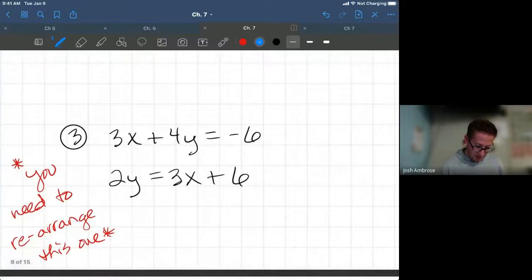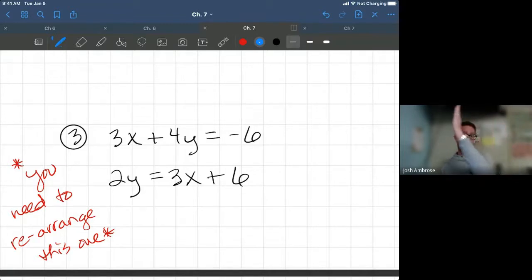And this one, you'll notice I made a little note off to the side. You need to rearrange the terms. It is not given to you properly. Notice how x and y are lined up, and that is not what we want. Also notice how the equal signs are not lined up. Everything must be perfectly lined up. X, y, equal sign. Let's do that.